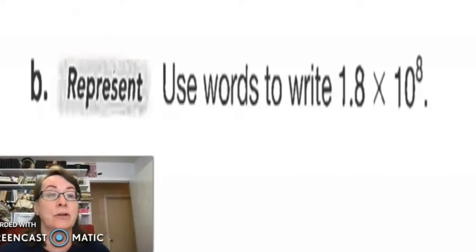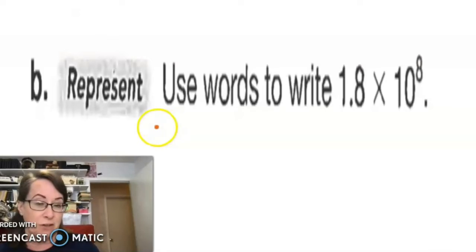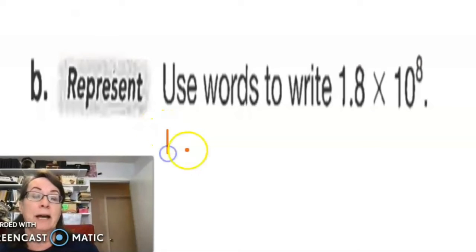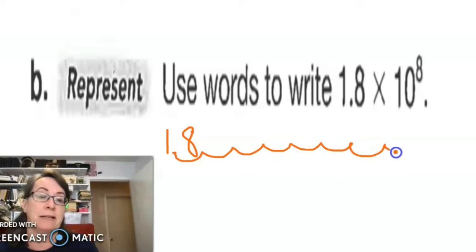Use words to write 1.8 times 10 to the 8th. Use words. All right, so words to write. Okay, so 1.8 times 10 to the 8th. I guess maybe they want me to put it in standard form first. Let's try to do that. 1.8 times 10 to the 1, 2, 3, 4, 5, 6, 7, 8. We're going to try this and see if this is what they want.